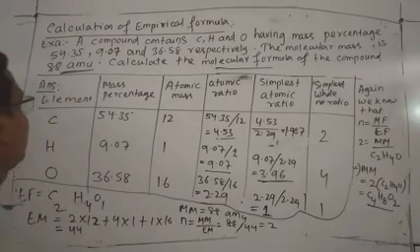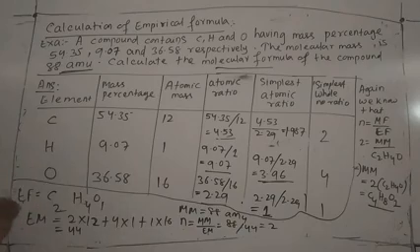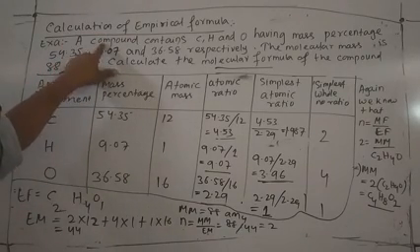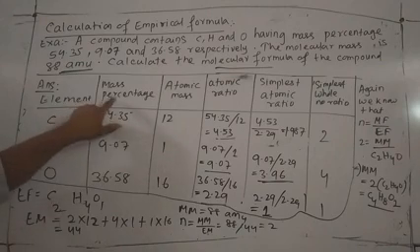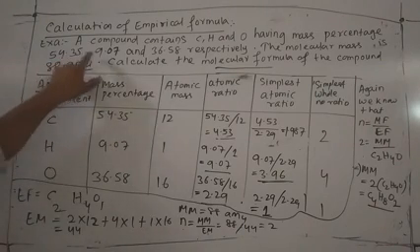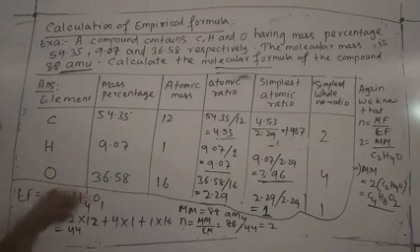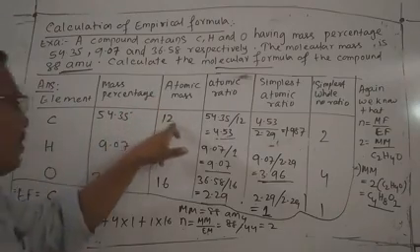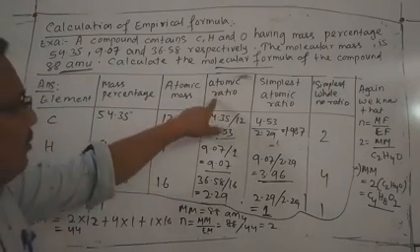Again, I repeat this. In your problem, find out what are the elements present in your compound. In my problem, the compound contains carbon, hydrogen, oxygen. So the first column is your list of the elements. Then find out the mass percentage. Here the mass percentages are given: 54.35, 9.07, 36.58. The atomic mass of carbon is 12, hydrogen is 1, oxygen is 16. Next step is your atomic ratio.